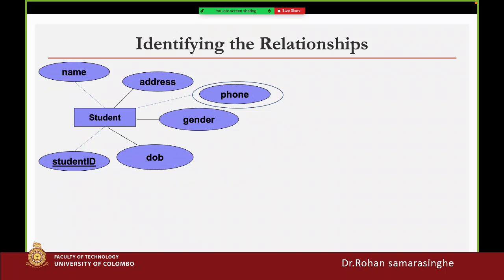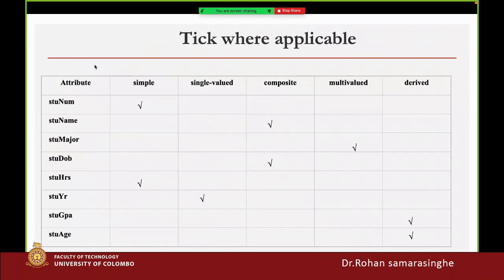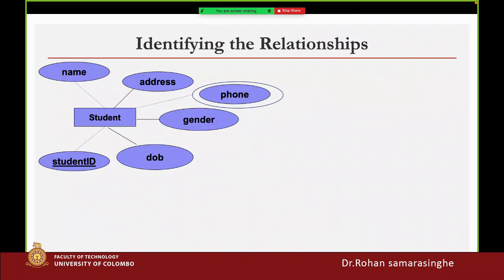home and mobile number. Likewise, if you want to have the name, you can give the composite attributes: first name, middle name, and surname. Address also, if you want, you can give as composite attributes: number, street name, then town, or finally you can give the postal code. Likewise, you can identify. I think you can understand what I am saying.